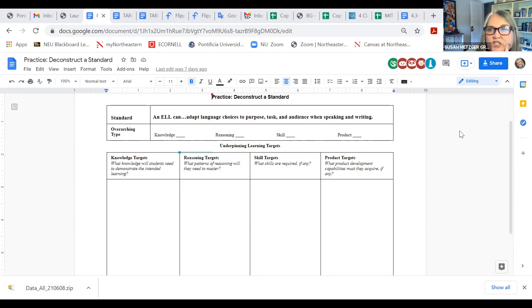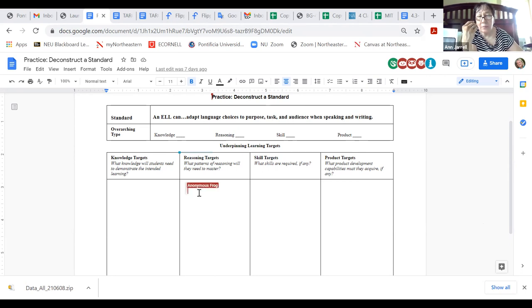And you can just speak, you can just say it if you want. Reasoning? Tell me, was that Ann? Okay, tell me why you would select reasoning. Because they have to sift through the different choices and evaluate them to reason how to present their speaking and their writing.